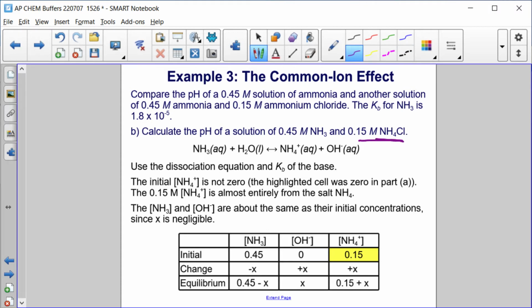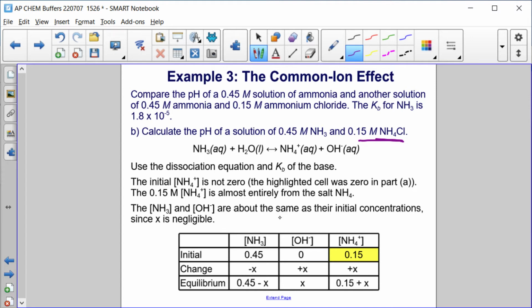And it's important to note that the change is still minus X or plus X, so that at equilibrium we have 0.45 minus X for NH3, X for OH minus, and 0.15 plus X for the NH4 plus. However, the 0.15 molar NH4 plus is almost entirely from the NH4 salt, not from the ionization of the weak base NH3. The NH3 and OH minus concentrations are about the same as their initial concentrations since X is negligible.